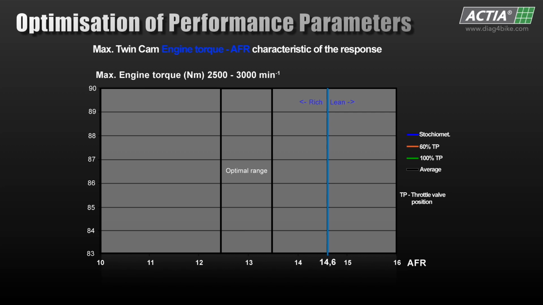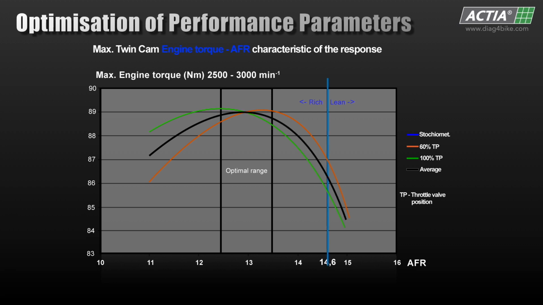The following characteristic shows the measured dependence of maximum torque in the 2,500 to 3,000 RPM region on AFR setting ranging from 11 to 15. The measurements were made for 60% and 100% throttle valve opening. The black characteristic curve represents the chosen average.